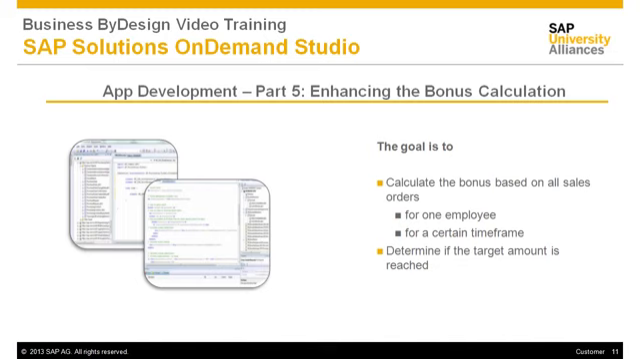So we have to query all our sales orders in the system for one employee and for the specified time frame, sum those up, and then calculate the actual bonus. Okay, so let's take a look how we can query data from the standard.